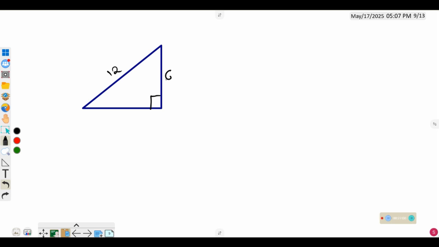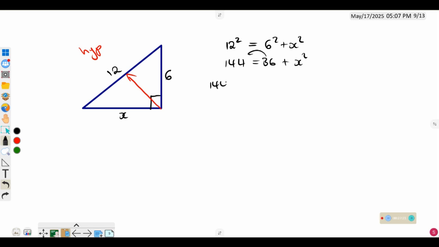Say you have 12 and then you have 6 this side. What is that side? X. First things first, identify that's your hypotenuse. And this becomes 12 squared, which is equal to 6 squared plus x squared. So 12 squared is 144, 6 squared is 36, plus x squared. Transpose this, you have 144 minus 36, and this should give you x squared. So 144 minus 36 gives you 108. So 108 is equal to x squared. Square root both sides. So the square root of 108 gives us 6 square root 3, sorry, units, like that.